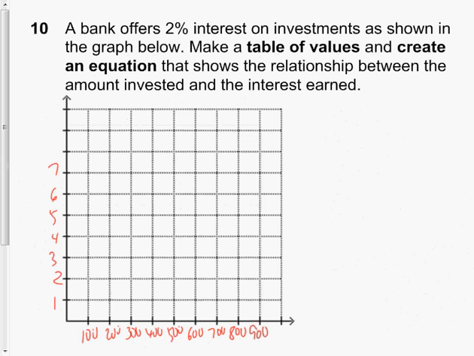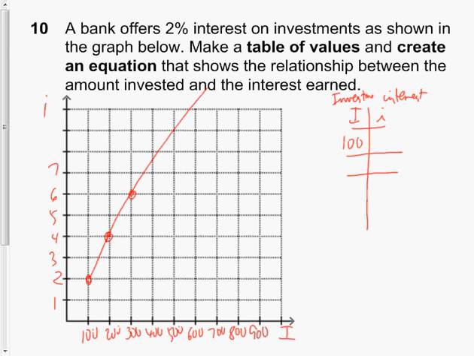So the last question says a bank offers 2% interest on investments as shown in the graph below. So if it was $100, I've got to fix this. Hang on a second. Okay, this works now. So if you invested $100, you would get $2 interest. So let's take investment and interest, which is your small i, both in dollars. If you invest $100, you would get $2 in interest. If you invested $200, you would get $4 in interest. If you invested $300, you would get $6 in interest.